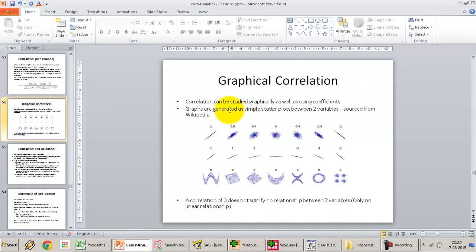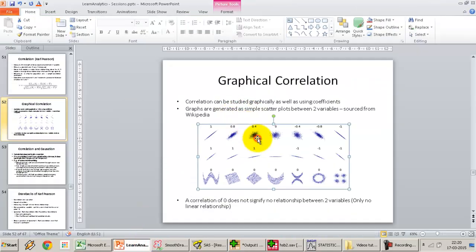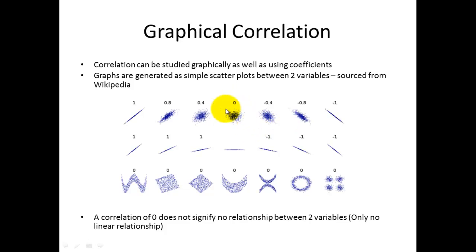So these are simple scatter diagrams sourced from Wikipedia, which give an example of the strength of the relationship. If I look over here, you can see what a scatter diagram with 0 correlation looks like. A positive 0.4 correlation, a negative 0.4 correlation. The positive 0.8 is extremely strongly correlated. You can see 0.8 and minus 0.8 are direct and inverse mirror images of each other. And then we have a correlation of 1.